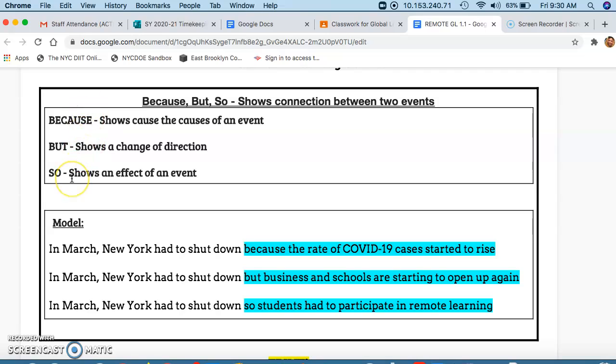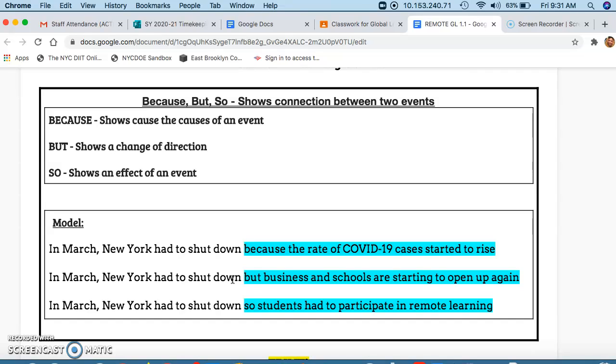So the example that I use is in March, New York had to shut down because the rate of COVID-19 cases started to rise. The reason why New York had to shut down is because the rate of COVID-19 started to rise. New York had to shut down, but, right, so change the direction, right? So let's make a shift for this thing. Yeah, it had to shut down, but businesses and schools are starting to open up again. So even though they had to shut down, they're starting to open up again. And in March, New York had to shut down, so students had to participate in remote learning.